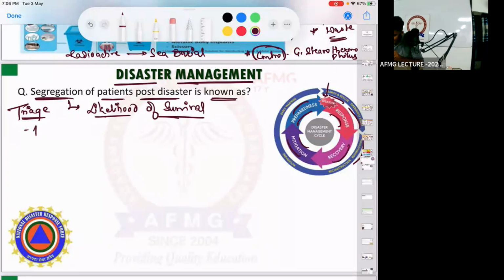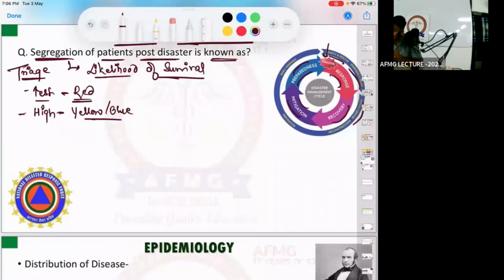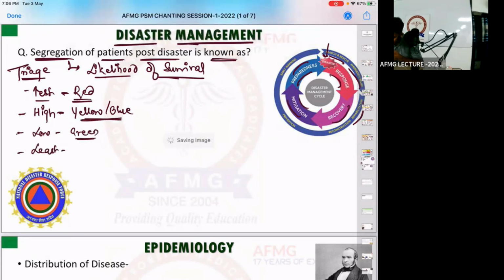According to triage, the highest priority is given to which category? Second highest is given to yellow. If yellow is not in the options, then the second high priority would be yellow or blue. Low priority would be to the green category, and the least priority would be black.